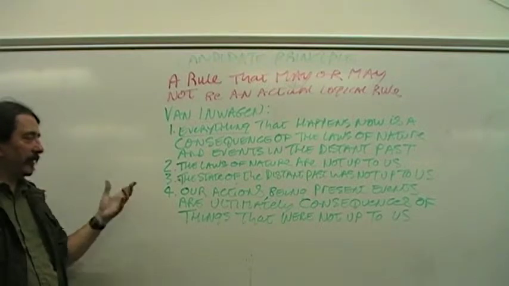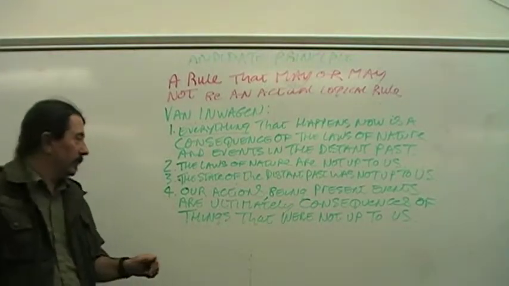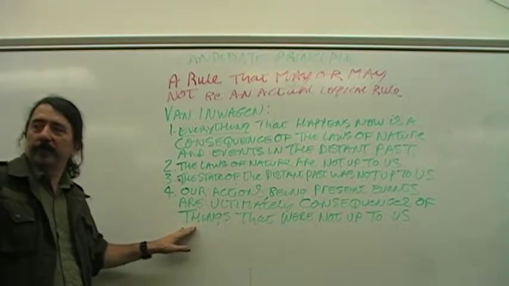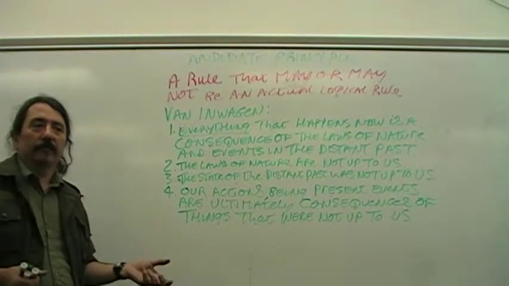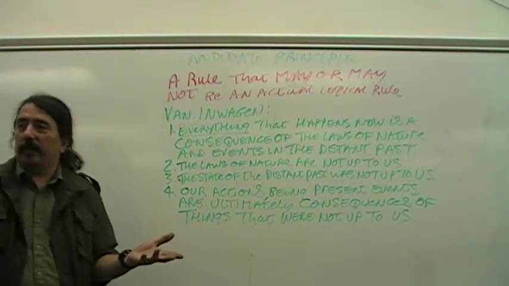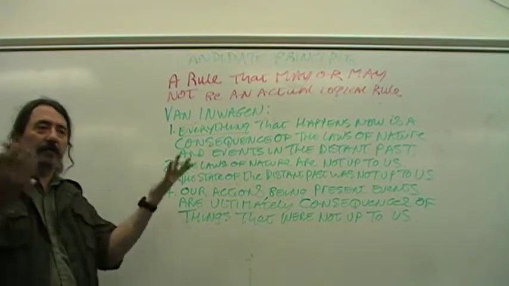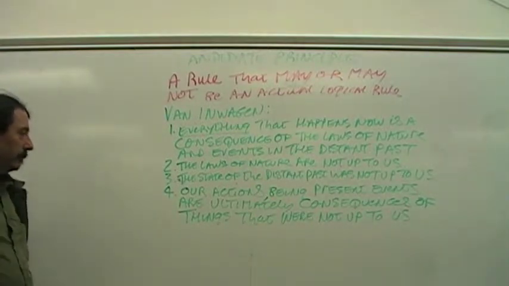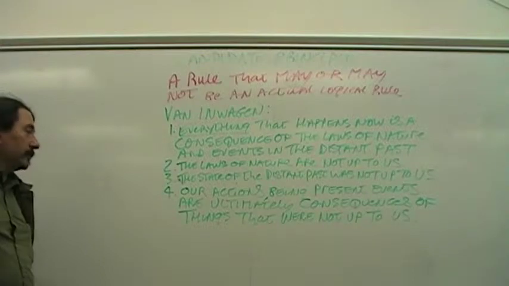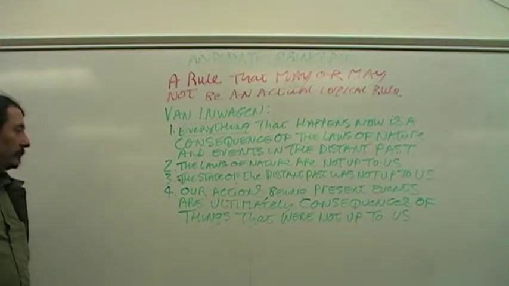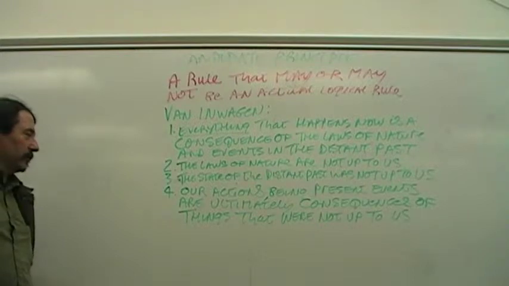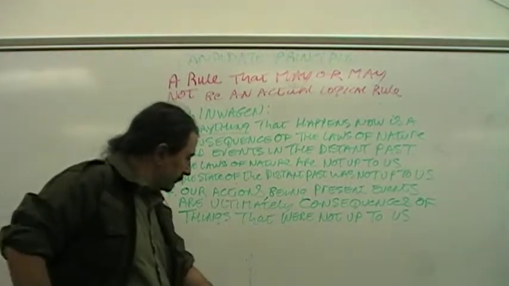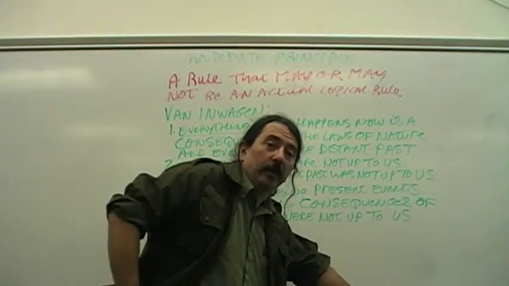Our actions, being present events, things that happen in the present, are ultimately consequences of things that were not up to us. So what I'm doing now is a consequence of events that happened billions of years ago, we could say, or at least millions of years ago. Well, actually, billions of years ago. So ultimately, my actions are consequences of things that were not up to me. So our actions, Van Inwagen says, are not up to us.